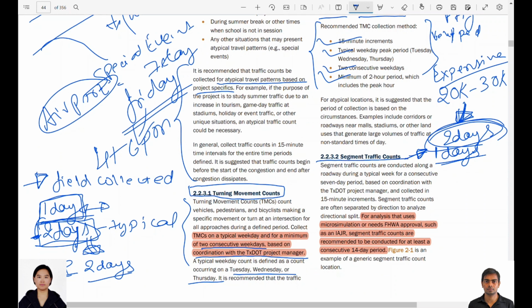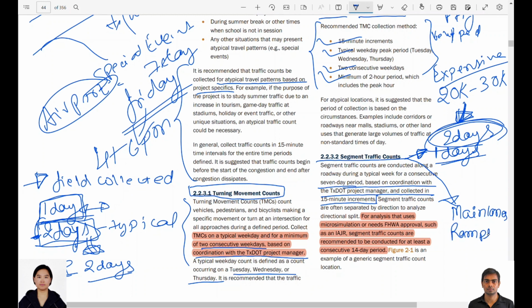Segment traffic counts are conducted along the roadway during a typical week, for a consecutive 7-day period, based on coordination with the TxDOT project manager, and collected in 15-minute increments. The one thing I believe this segment count should include is the main lanes and ramps, but based on these guidelines, I'm not that clear.